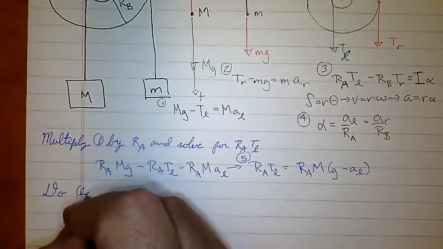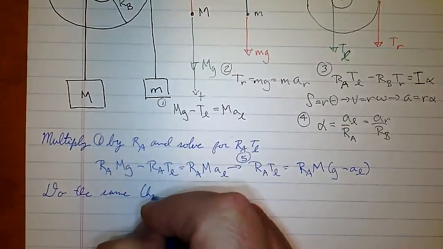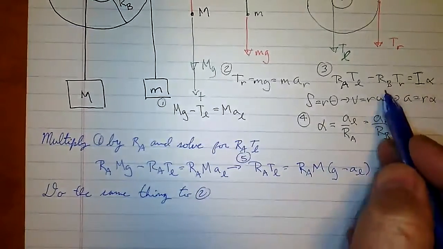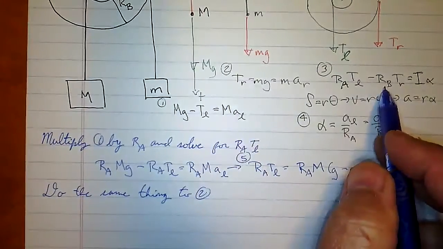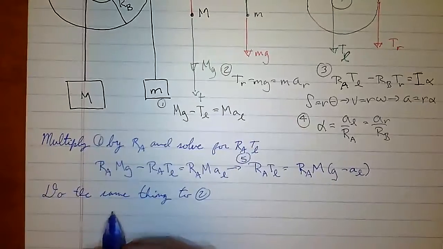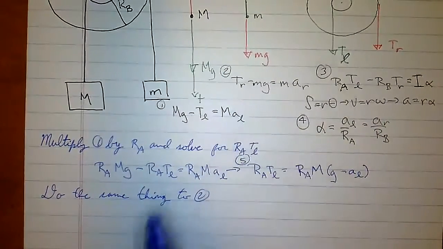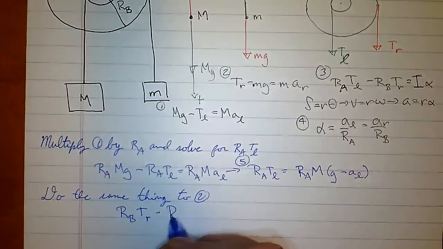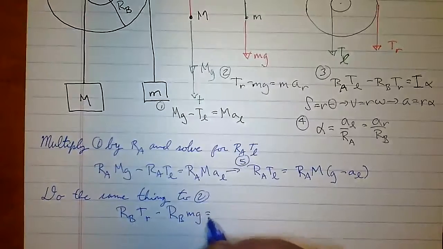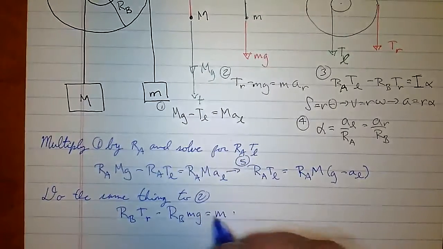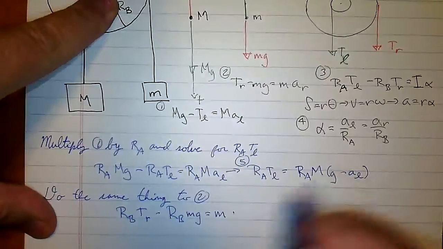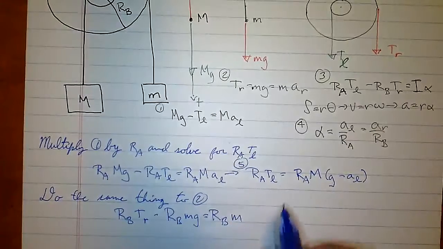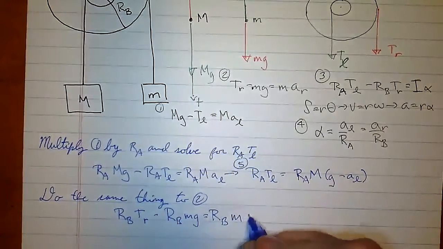Now I'm going to do the same thing with 2. This one's got a TR in it, so I want an RB times TR, so I'm going to multiply the equation by RB. So I'm going to say RB times TR minus RB times lowercase mg is equal to m, actually that's supposed to be R first. Did I get the R on the other side? Yeah, I did, good. So this would be RB times M times A sub R.